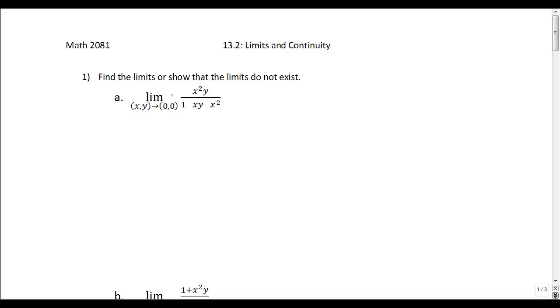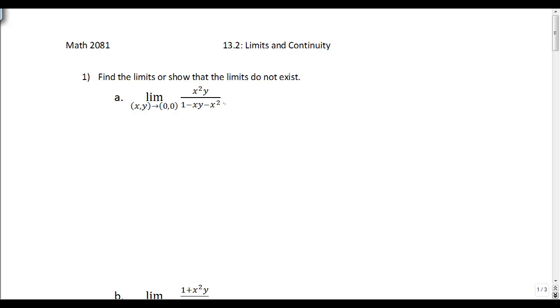So in this video, we're going to do some problems dealing with limits of two-dimensional functions, or two variable functions here. This is going to be a little bit more complicated than a limit of a one-variable function. Here we'll see some examples here. So we're going to start off with finding the limit as (x, y) goes to (0, 0) of the function x squared y over 1 minus xy minus x squared.